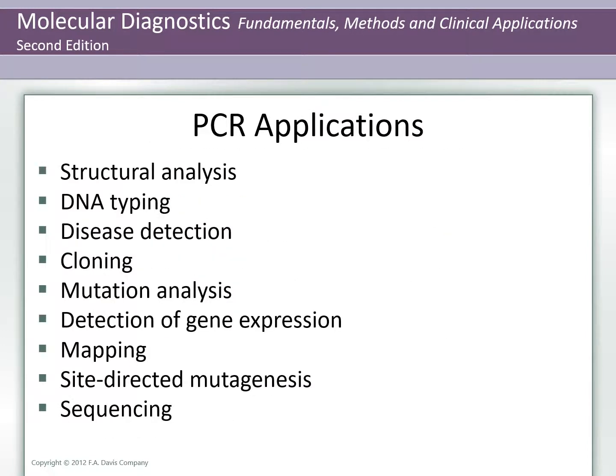Polymerase chain reaction can be applied for various purposes in the clinical laboratory. It can be used for structural analysis of genes, DNA typing, disease detection, cloning, analyzing mutations, detection of gene expression, mapping, site-directed mutagenesis, and gene sequencing. On the next few slides, we'll discuss the different modifications of PCR and how those modifications are applied to specific nucleic acid detection.